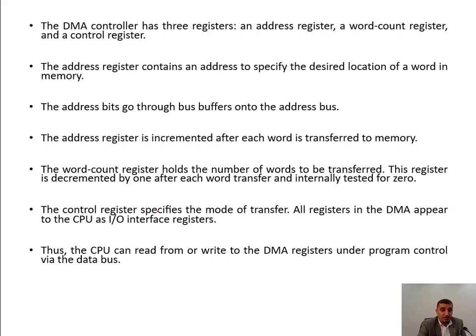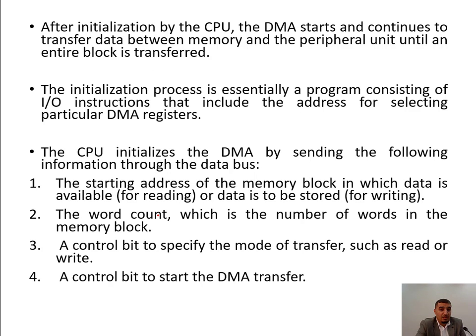each word transfer. The word count register holds the number of words to be transferred. This register is decremented after each word is transferred, and it is tested internally until it reaches 0. The control register specifies the mode of transfer. All registers in the DMA appear to the CPU as input-output interface registers. Thus, the CPU can read from or write to the DMA registers under program control via the data bus.